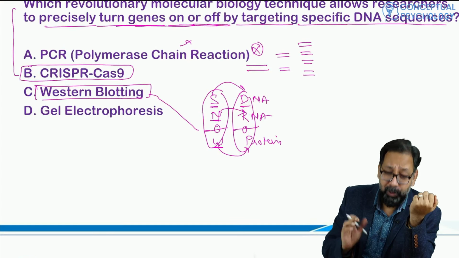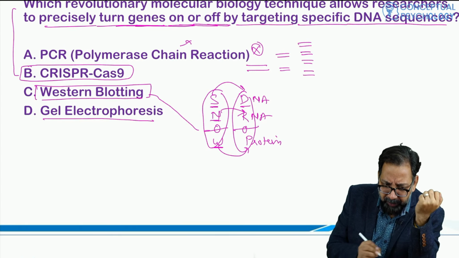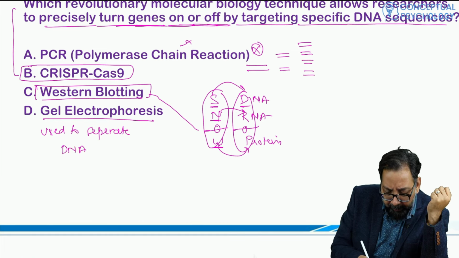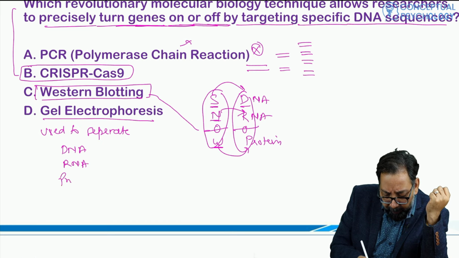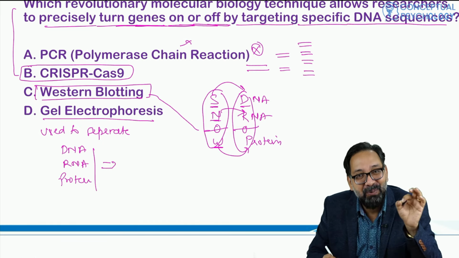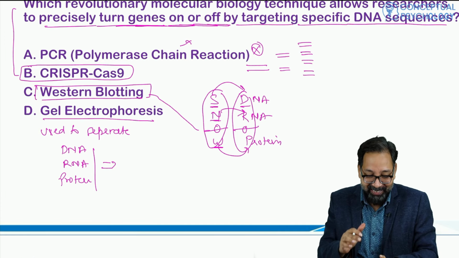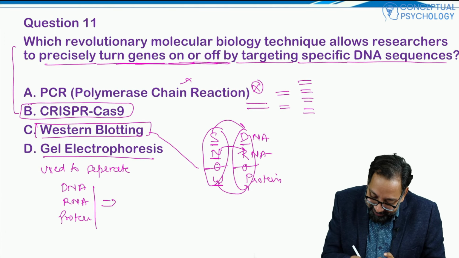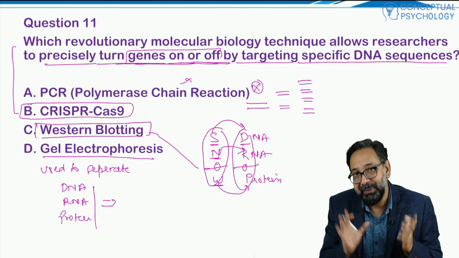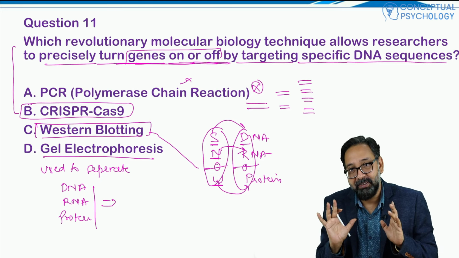Gel electrophoresis. Gel electrophoresis is used to separate DNA, RNA, protein. Yes, it is not related with genes on and off. So simple answer is B. You can easily rule out like this.